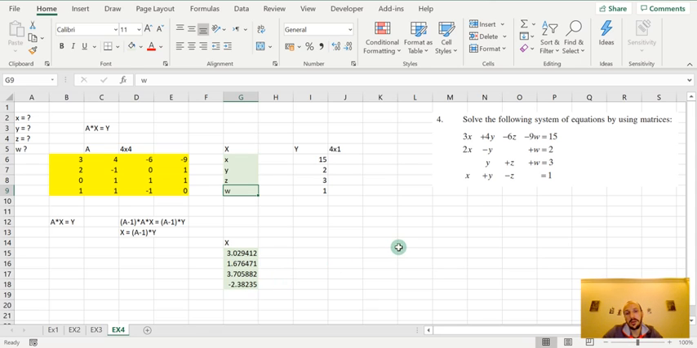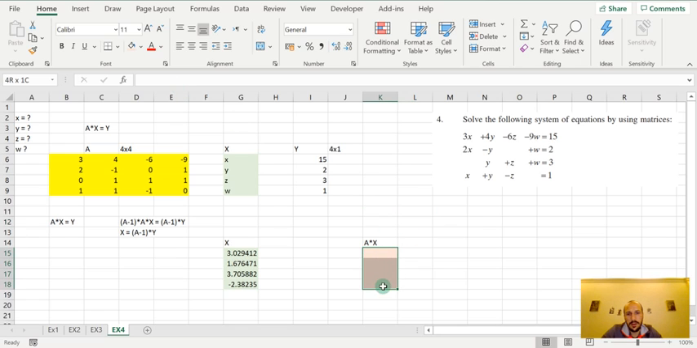Now if you want to verify, you can go back to the main formula and check if it is really correct. If we multiply, we will get 15, 2, 3 and 1. So if we do A times X, we will get Y. A times X gives Y, so it's correct. A times X, 4 by 4 and 4 by 1, will also be a 4 by 1. We will put it in another color so we can see.